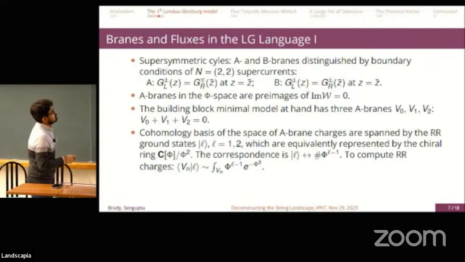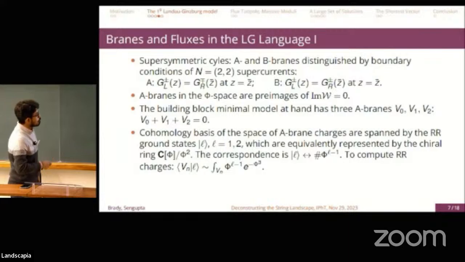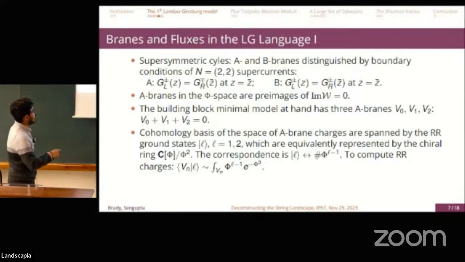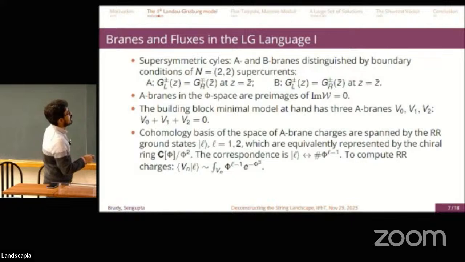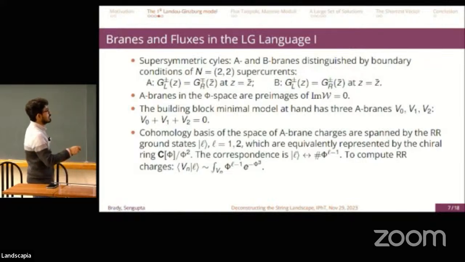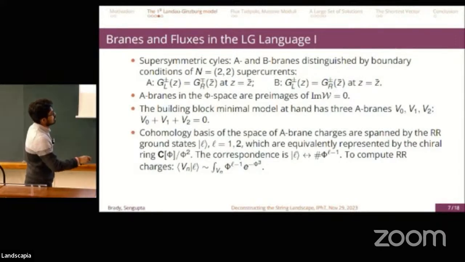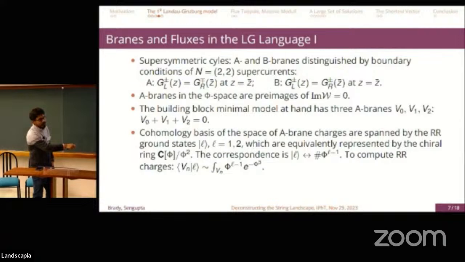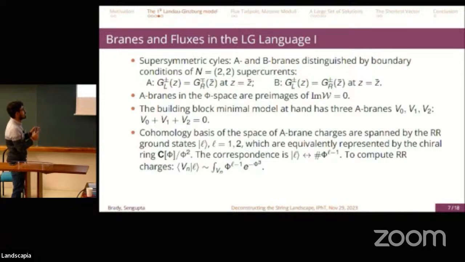Now, a cohomology basis of the space of A brane charges is spanned by the RR ground states L. This is again for one building block minimal model. L goes from 1 to 2. And they are represented in the chiral ring in this fashion. So essentially, you only have 1 and phi. So there are 2 elements that generate the entire ring. The correspondence is that for each RR ground state, you essentially assign phi to the L minus 1, with some normalization factor that we choose for convenience, and I'm suppressing it in here.